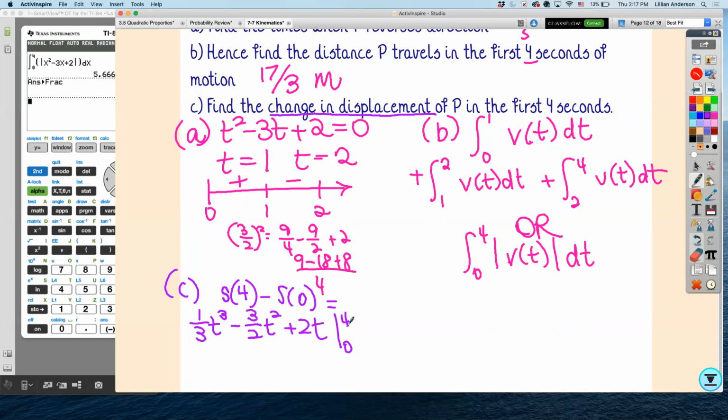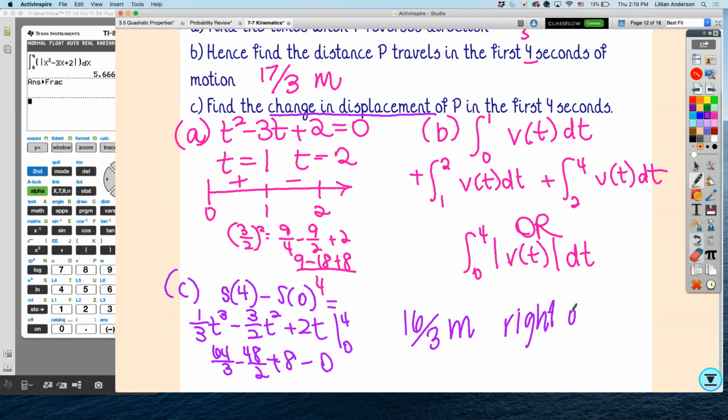So when I plug in 4, that is 64 over 3 minus 48 over 2 plus 8, minus 0, because when I plug in my lower bound, I get 0. Find that value so I can get my change in displacement over the first 4 seconds. It is 16/3 meters. Because this is talking about displacement, are we to the left or to the right? We are to the right of the origin. Okay, because we're talking about its displacement. Where is it located? Where is its position in relationship to the origin?